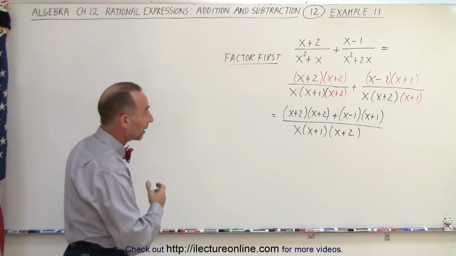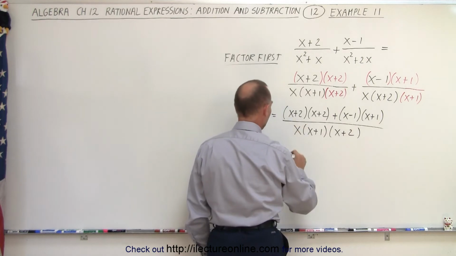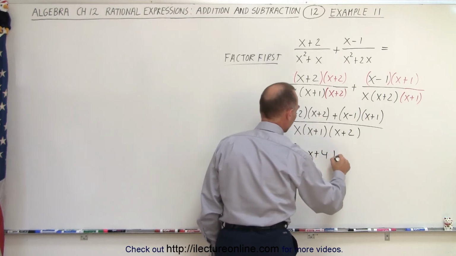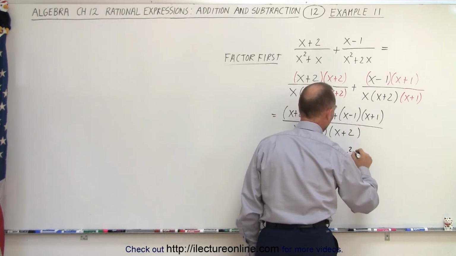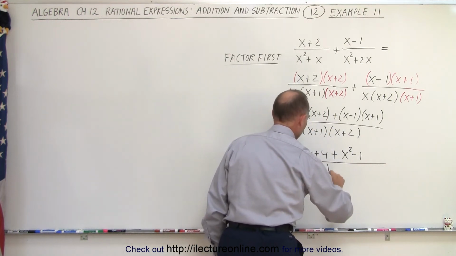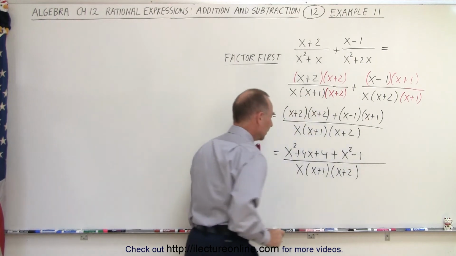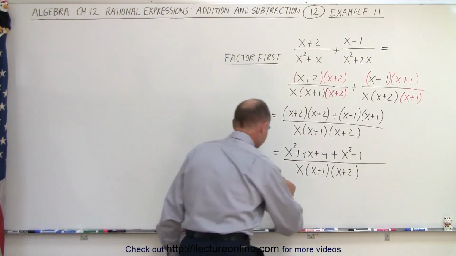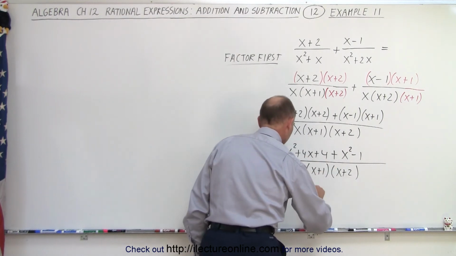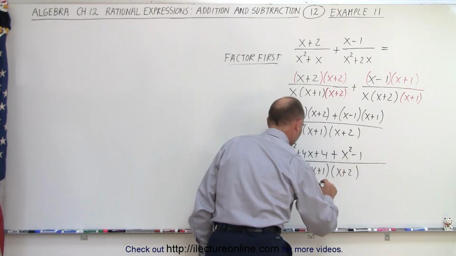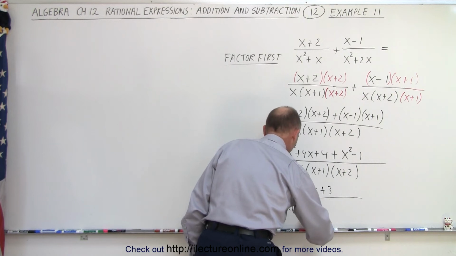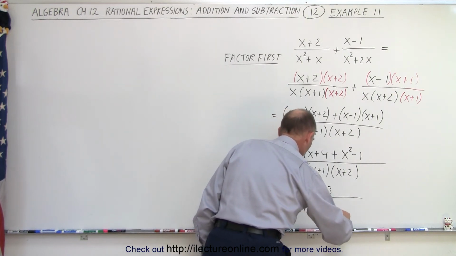Now we need to multiply everything out and collect common terms. So here we end up with x squared plus 4x plus 4. We multiply these together, plus we multiply these together, we get x squared minus 1. All divided by x times x plus 1 times x plus 2. Now collecting common terms, let's see what we get. So this is equal to 2x squared plus 4x, and plus 4 minus 1 is plus 3, all divided by x times x plus 1 times x plus 2.